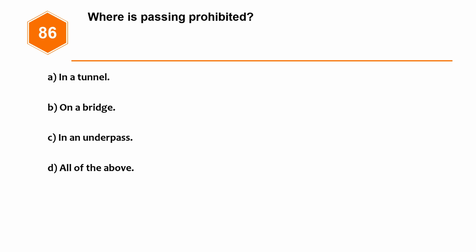Question 86. Where is passing prohibited? Option A, in a tunnel. Option B, on a bridge. Option C, in an underpass. Option D, all of the above.